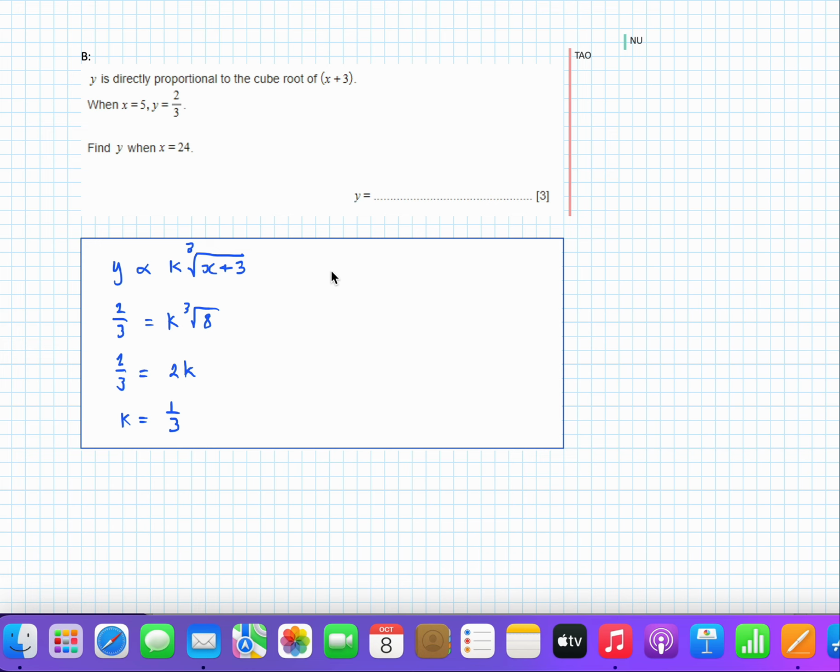From there again, plug it back in to the original. So y is equal to 1/3 cube root of 27. Let me just make sure that's clear. x plus 3. So we're looking at our original one, x plus 3. Now x is 24, so it's 27. So this works out nicely, actually. 1/3, and what times what times what is 27? 3. So y is equal to 1. That's your final answer. 3 marks.